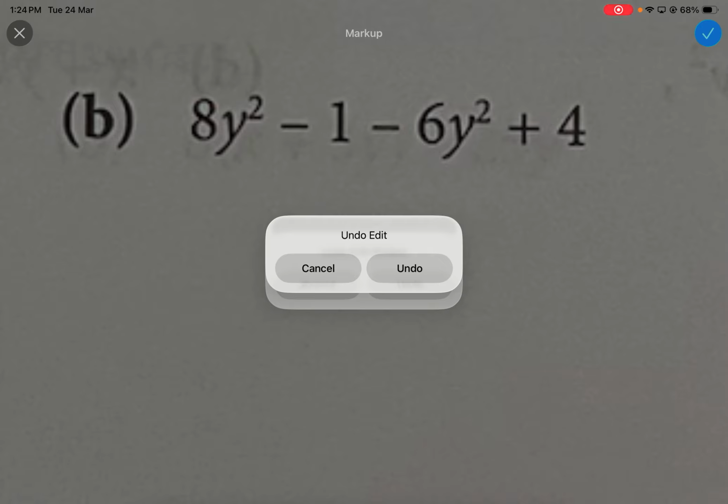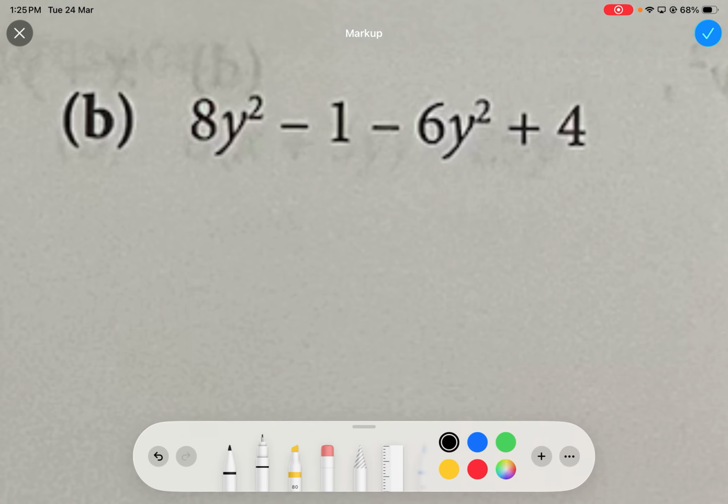Okay, done. Okay, let us start. Hey, for those of you who cannot start at all, wait. You have to first identify what this expression is telling you. This expression here is telling you that you have an 8y squared, you have a minus 1, then you have a minus 6y squared, you have a plus 4. There are 4 terms over there.